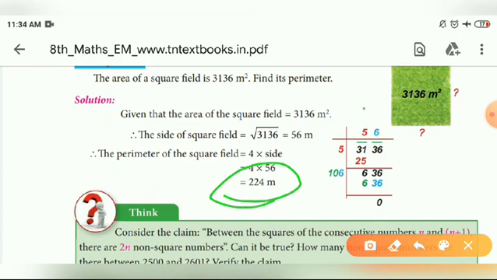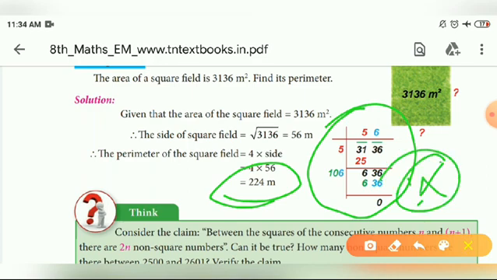Once again, just listen to this. Square root of 3136. It is very important. After you study square root using long division briefly, this method is called the long division method.